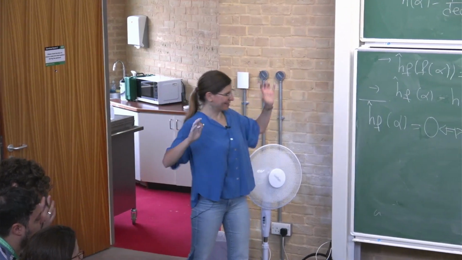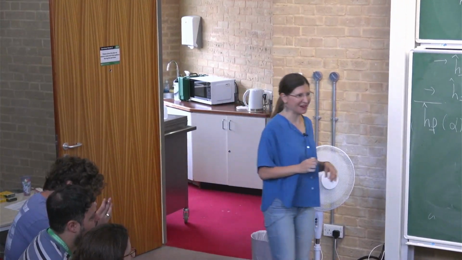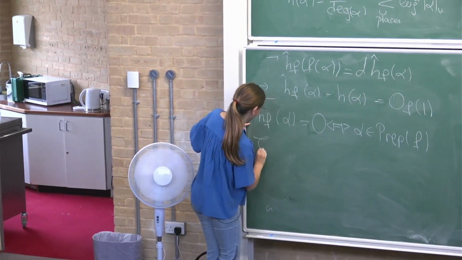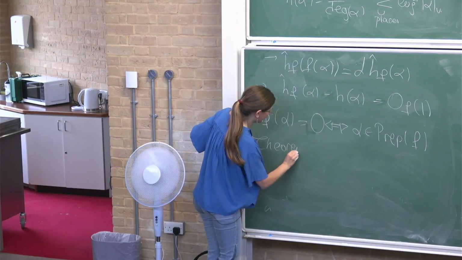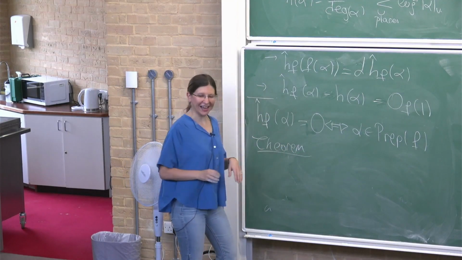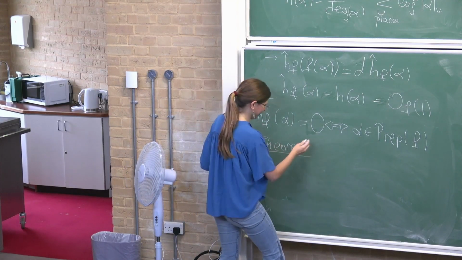Okay, and now back to the measures and where they're coming from. And this goes back to the so-called arithmetic equidistribution theorem, maybe.